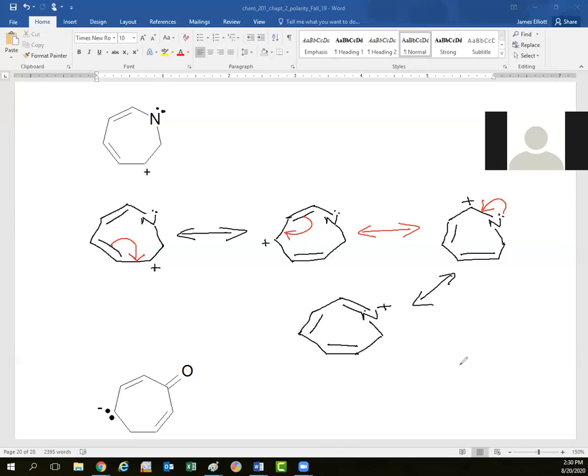So pi bonds or lone pairs can come to the rescue of that positively charged atom. Any questions about those ones so far? We're starting to feel a bit better about drawing resonance structures. Very quiet. Oh, thumbs up, thank you.